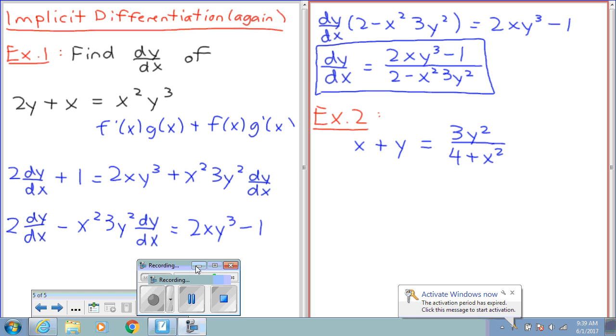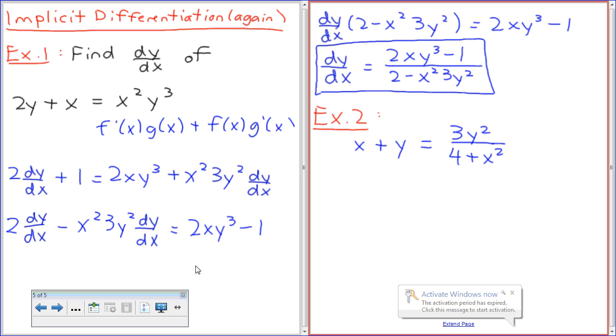Here's going to be tricky now, James. I was just going to ask what the derivative of x was, but now I'm going to have to make it worse. What's the derivative of x, James, please? 1, good. What's the derivative of y, please? Thank you. Are you ready to keep going?